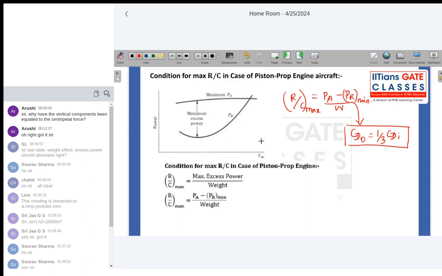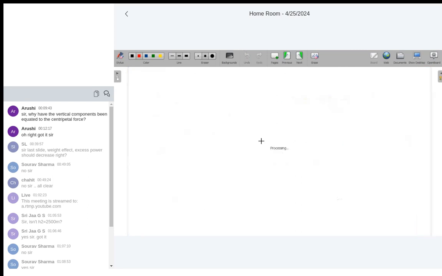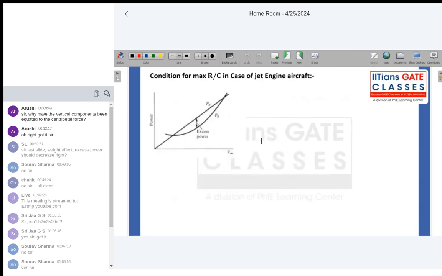For jet engine aircraft, we always measure performance in terms of thrust rather than power. So in jet engine aircraft, this differs. The condition is not power required minimum. So we'll derive the condition for the maximum rate of climb for a jet engine aircraft. Rate of climb, we know, is nothing but thrust minus drag divided by weight into free stream velocity.